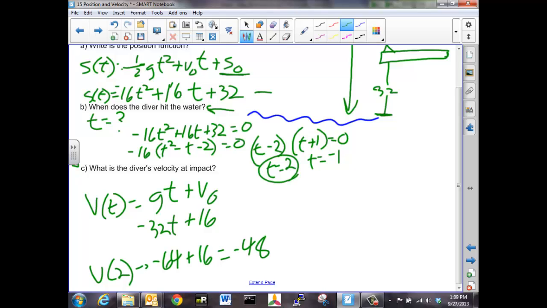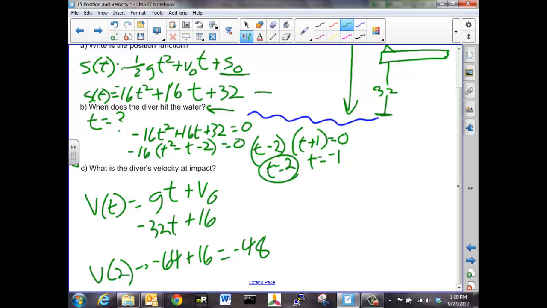Why would it be negative? All right, let's go back. Velocity is the derivative of position, right? Our position function was negative 16t squared. So when we take the derivative, it has to be negative 32t. Okay? Position is negative 16t squared plus something. So when we take the derivative of that, it's 2 times negative 16, which makes it negative 32t.